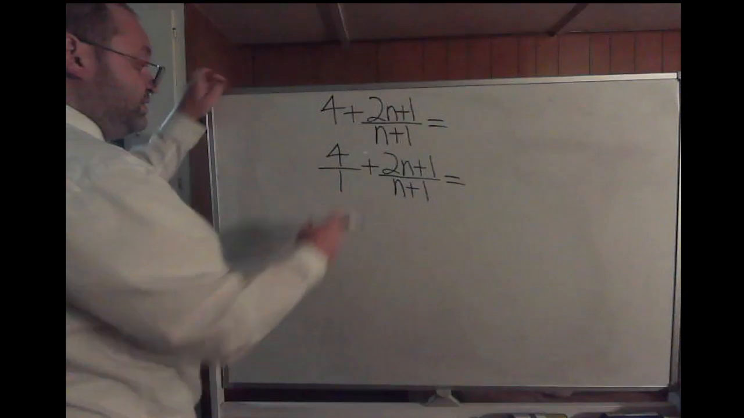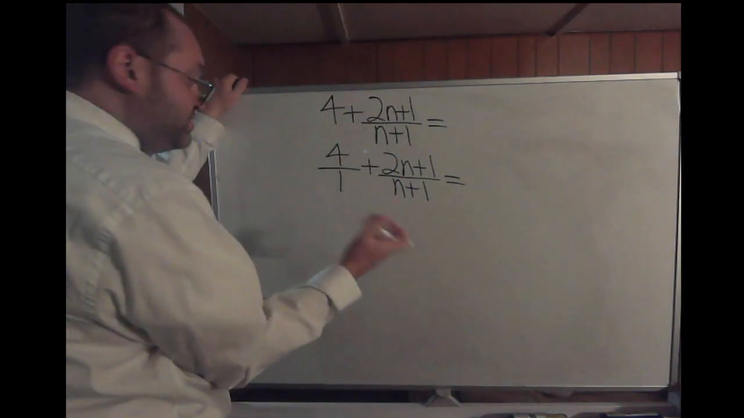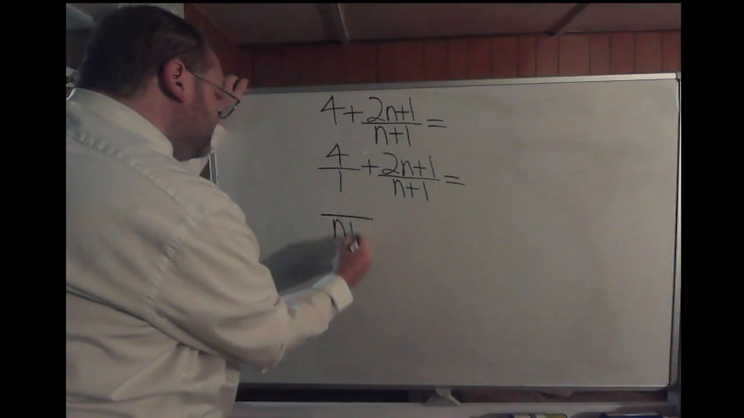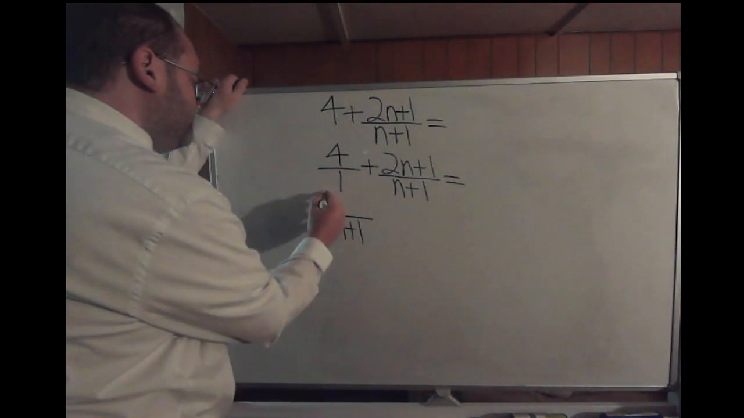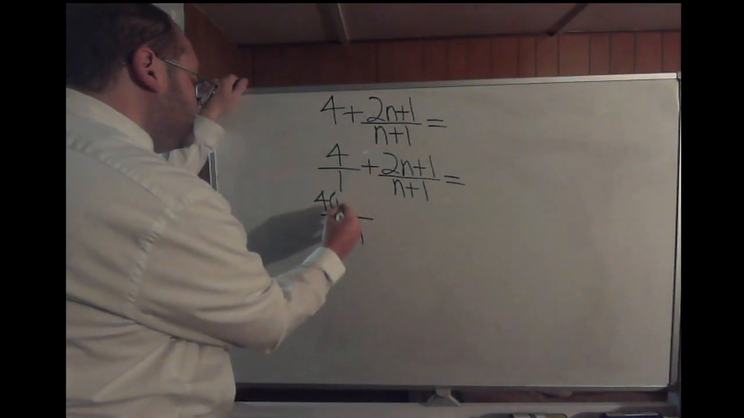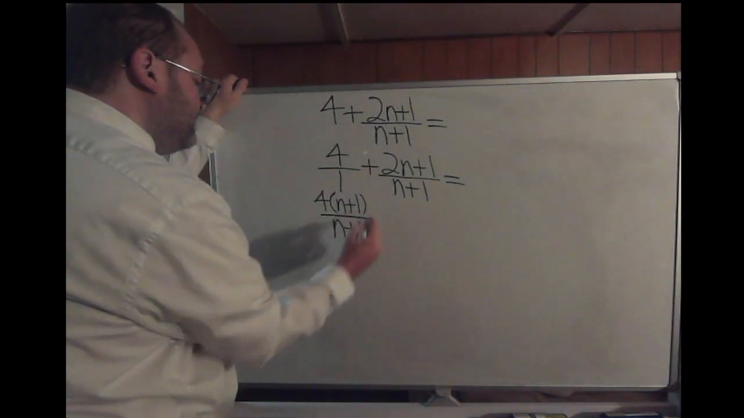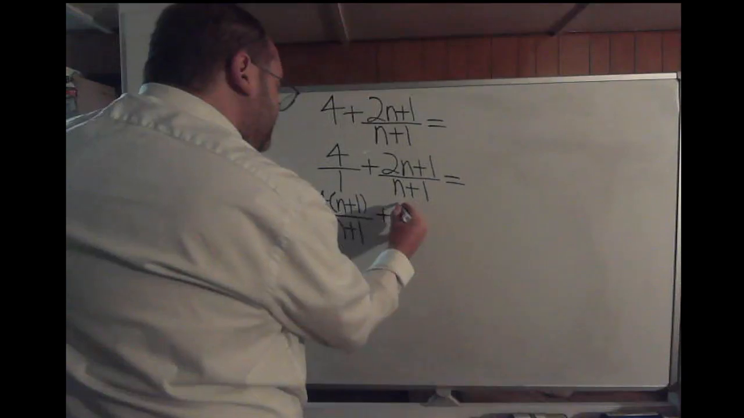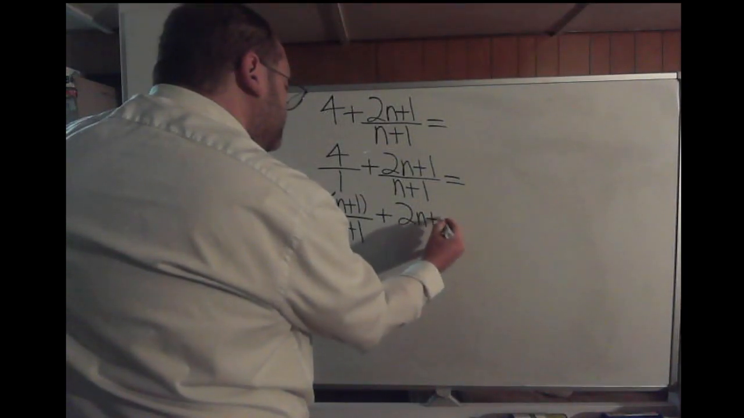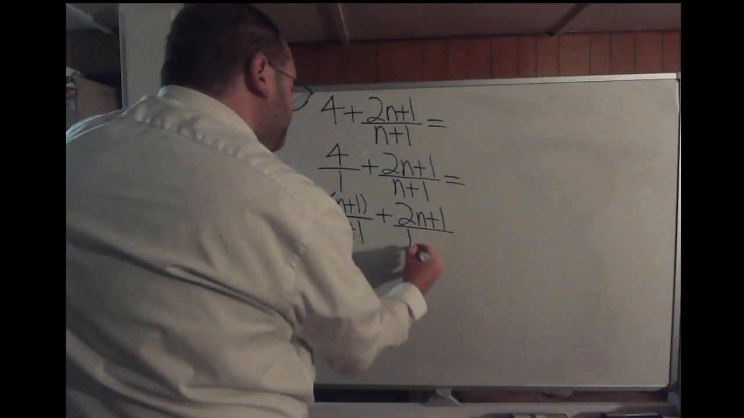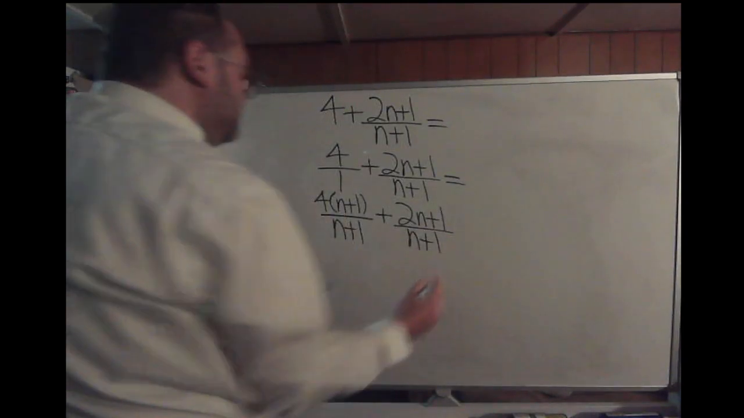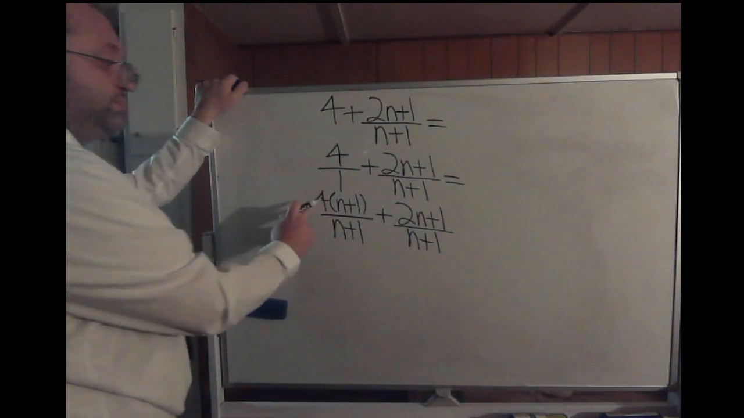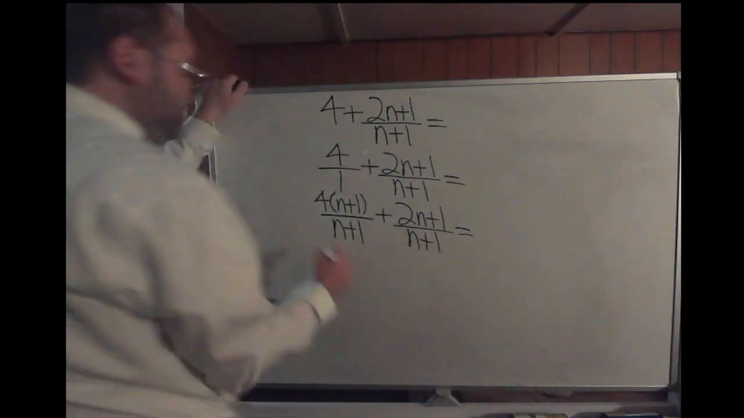So we need to convert that 1 into an n plus 1. You just got to multiply by n plus 1. If you do that, you will in fact get n plus 1. But you got to do it to the numerator, so you would take 4 times n plus 1. Now, your second term already has the least common denominator, so we can leave that alone. The 2n plus 1 all over n plus 1. So before we do any further addition, let's do the distributive property on the 4 times n plus 1.